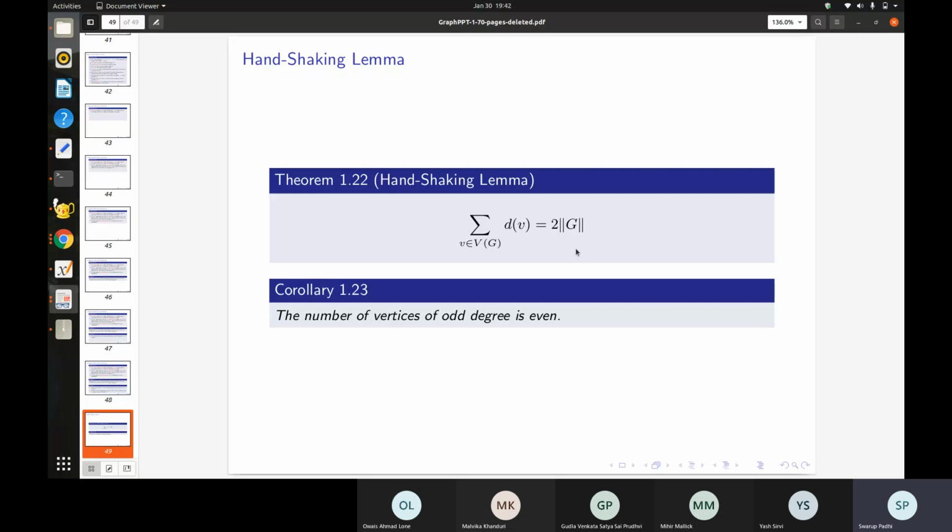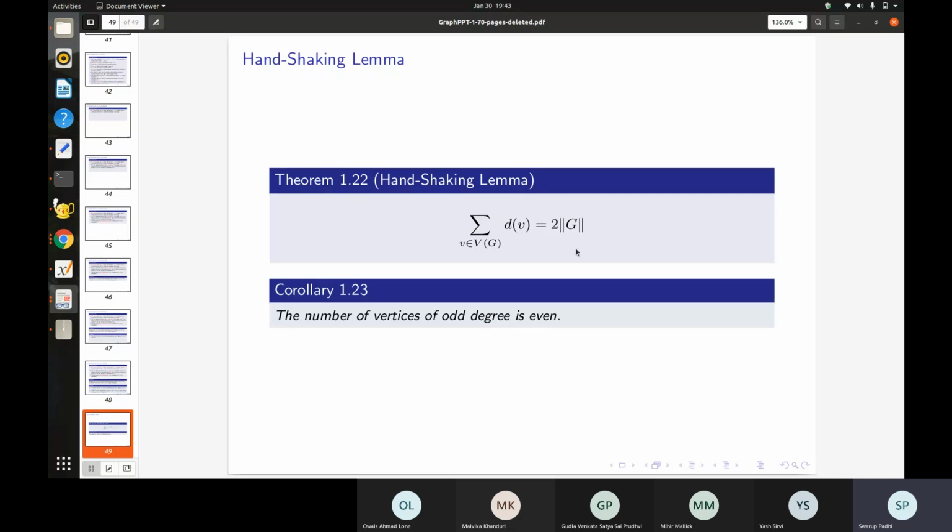You can just think that for every edge, if we take two points AI and AJ, for every one edge there is a two increase in the degree of the vertex. So even if there is a loop, we still count it twice for a particular vertex.